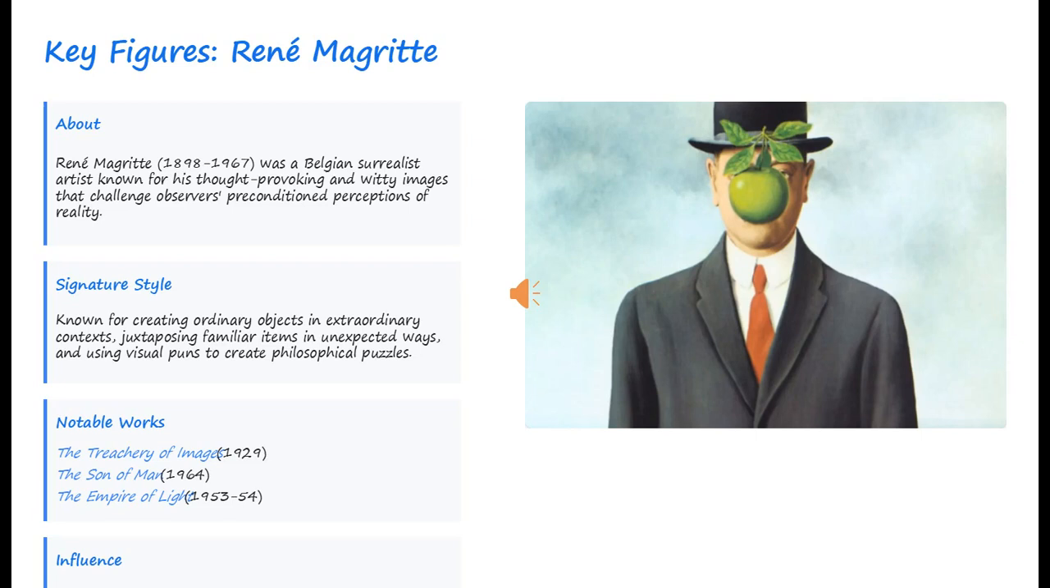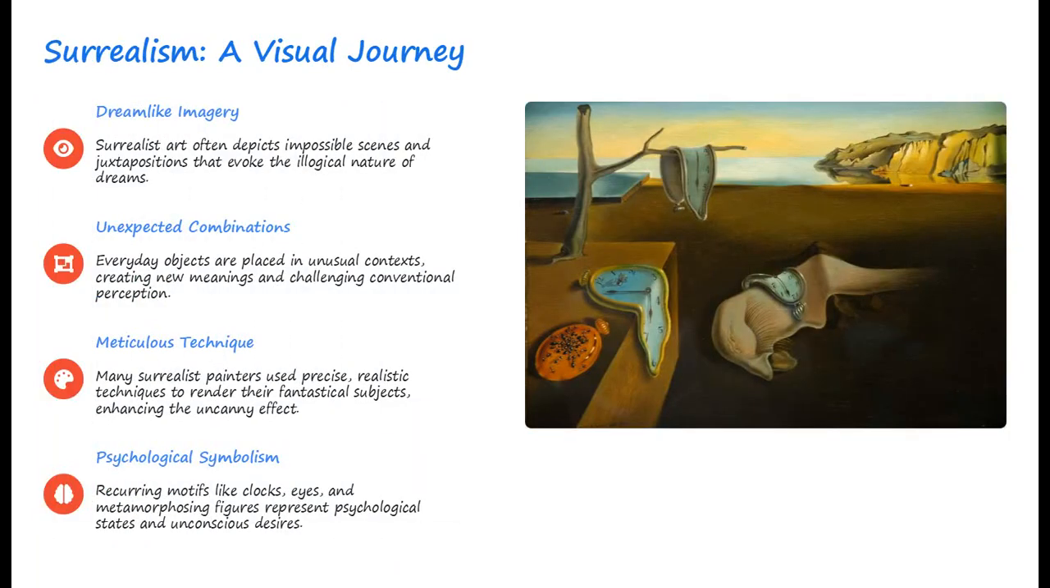Magritte's conceptual approach profoundly influenced later art movements including pop art, minimalism, and conceptual art, while also leaving a lasting impact on advertising and graphic design. Let's take a visual journey through the key elements that define surrealist art. Dreamlike imagery is perhaps the most recognizable feature, with surrealist art often depicting impossible scenes and juxtapositions that evoke the illogical nature of our dreams.